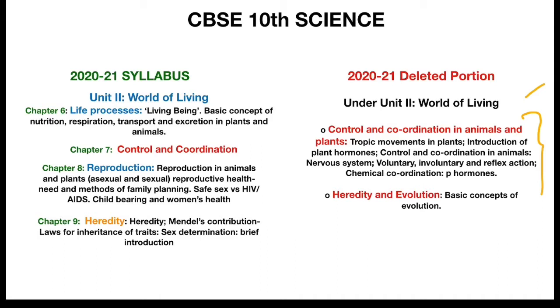Then we move to chapter number 8, reproduction, and you see this is blue, meaning there is no change in this chapter as well. I don't see any change here. But in the chapter related to heredity and evolution, they have removed the evolution part. This part is completely removed, and they have kept only the heredity part of this chapter.